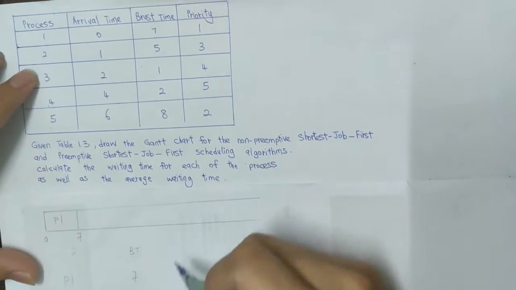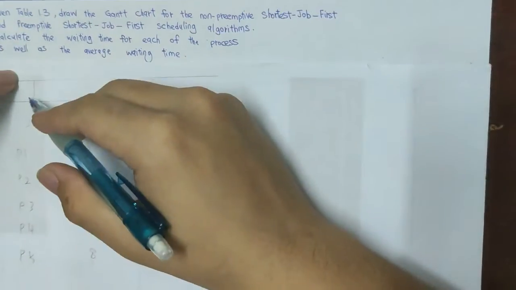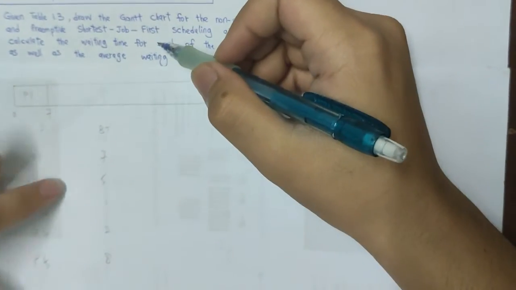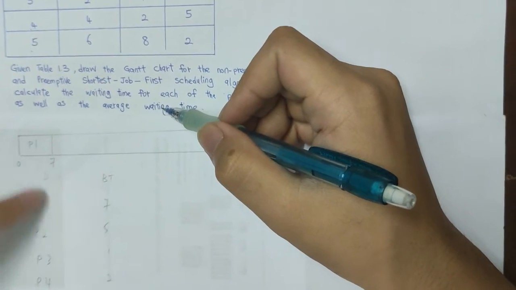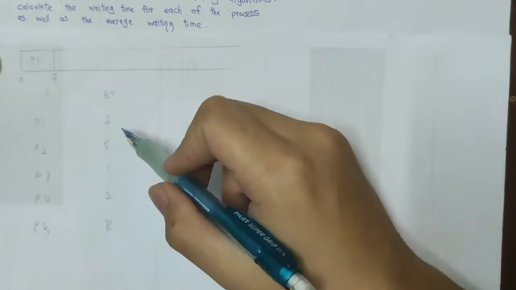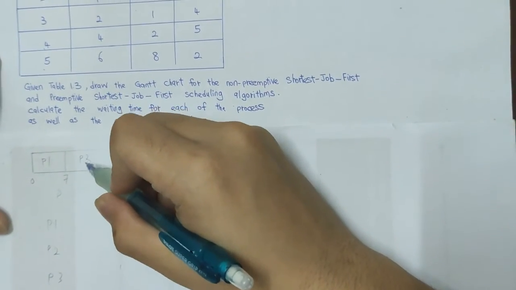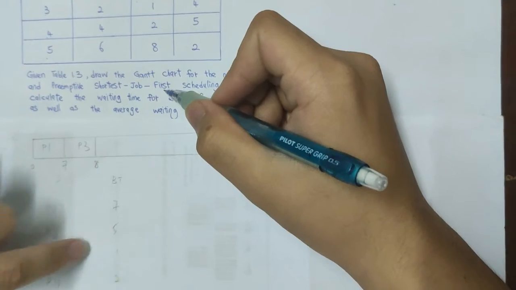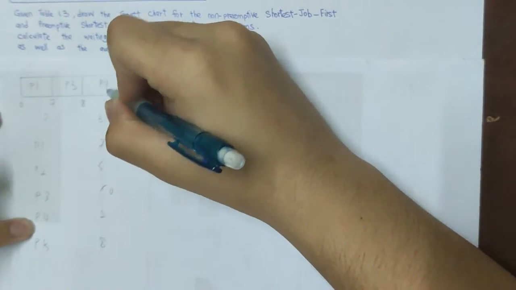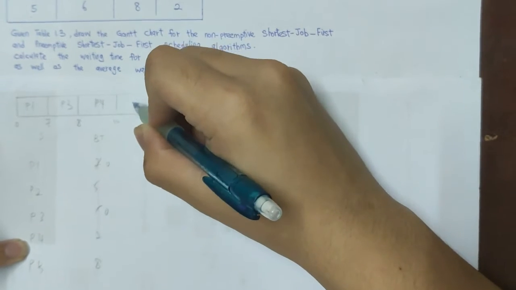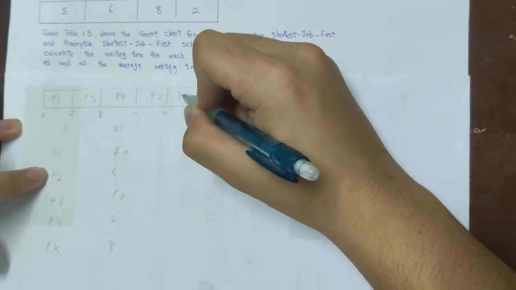Their burst times are 5, 1, 2 and 8, and we only choose the shortest burst time from these 4, so we choose P3 as it has the shortest burst time. Next, P3 ends at 8, and we choose P4, which ends at 10, then P2 and P5.